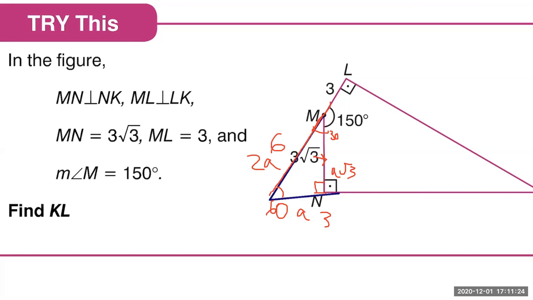So now, how do we find KL? Well, we know for the bigger triangle that this is 9. We know this is 60 degrees, 90 degrees. Thus, the angle over here must be 30 degrees. We have yet another 30, 60, 90 degree triangle. So we know that A is 9. That means A root 3 is 9 root 3, which is KL. KL is 9 root 3.